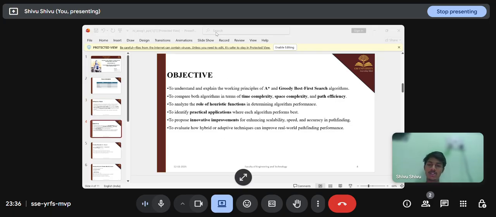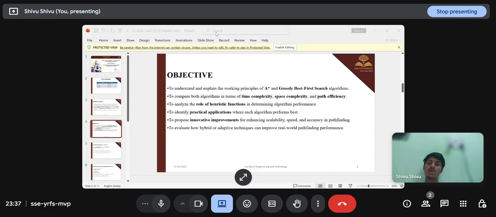So coming to the objectives, first point, to understand and explain the working principles of A-star and greedy best first search algorithms. So this explains how A-star and greedy best first search actually work. And next, to compare both algorithms in terms of time complexity, space complexity, and path complexity. So this means it compares how fast they run, how much memory they need, and how good the paths they find are. And next point, to analyze the role of heuristic functions in determining algorithm performance.